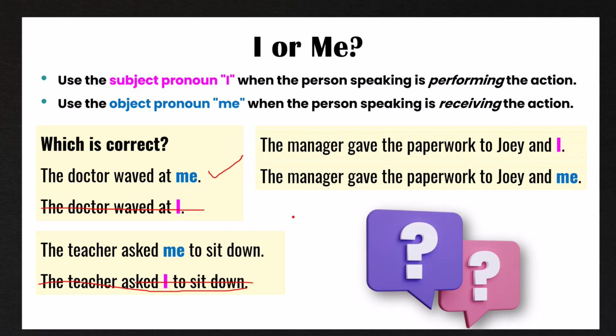Now here's a more difficult one. The manager gave the paperwork to Joey and I. The manager gave the paperwork to Joey and me. Which is correct?